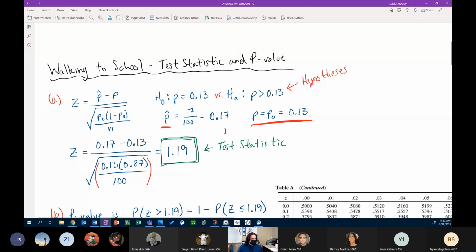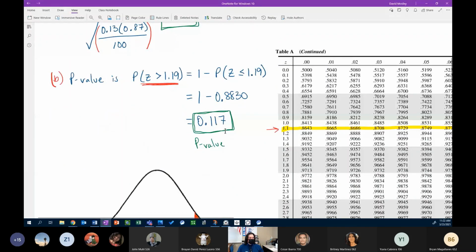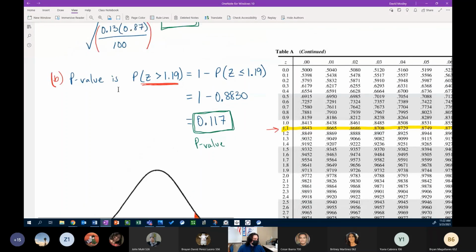So then part B, we want to find the p-value. Our p-value is the probability that z is greater than 1.19, because our alternative is for greater than. Again, table A does not provide us proportions under the curve that are greater than a certain z value. They only provide less than.